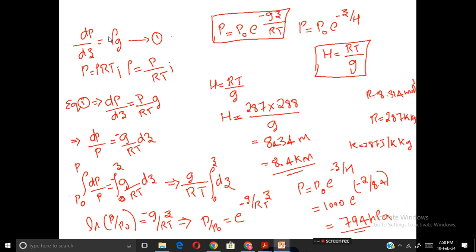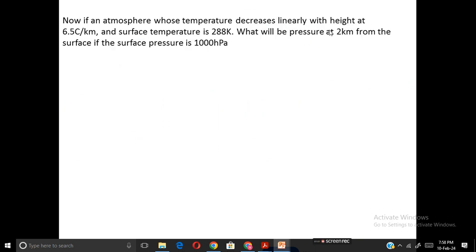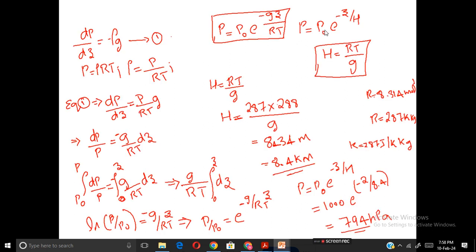So we substituted it in the hydrostatic equation, and we got dP by P is equal to minus G by RT into dZ. And then we integrated it from surface pressure, height from 0 to Z. So after integrating, we got P is equal to P0 e raised to minus GZ by RT. So from this, it was found that H is basically RT by G. When we compared this with the equation that we have been using, that P is equal to P0 e raised to minus Z by H, it was found that H is basically RT by G.